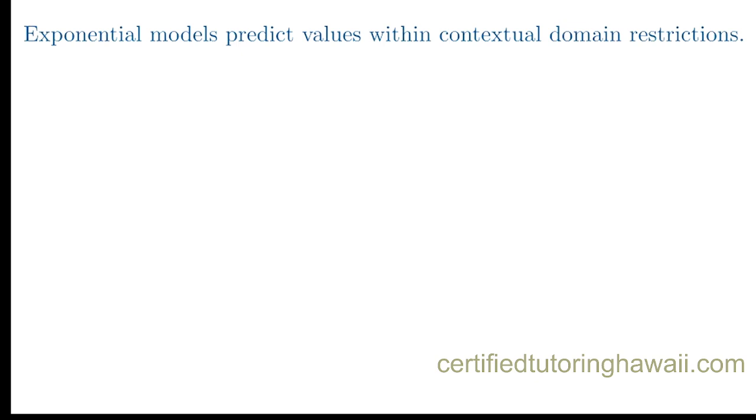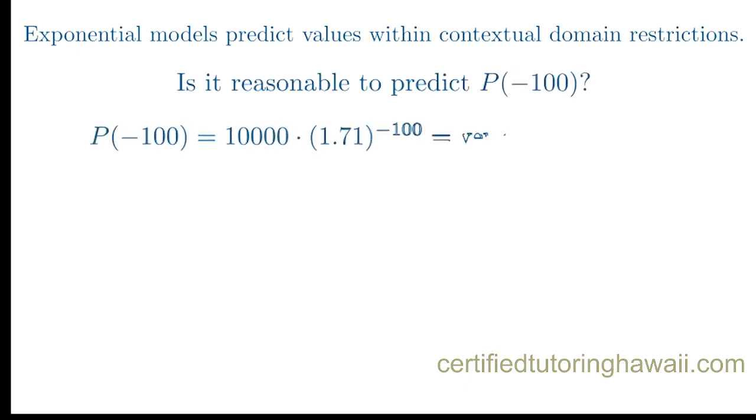Is it reasonable to ask what the population was at negative 100 hours? While the equation would give a value, P of negative 100, the result would be a tiny fraction. Biologically, we can't have negative cells. And how accurate is this model extrapolating so far into the past, long before we even started observing the population? The model's domain is realistically for t greater than or equal to 0.